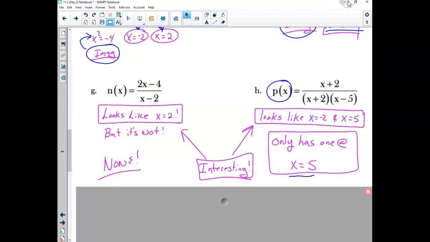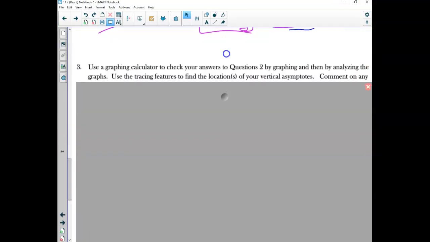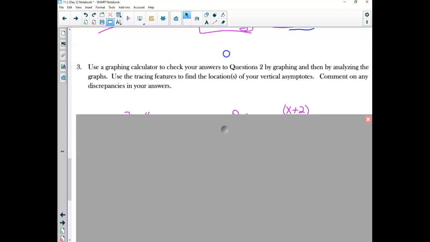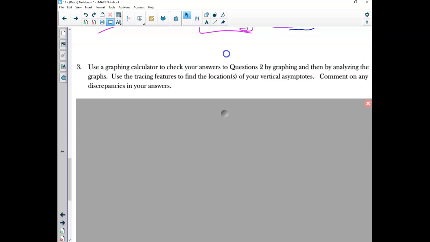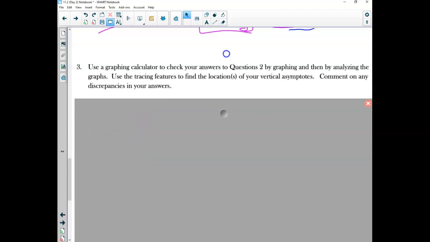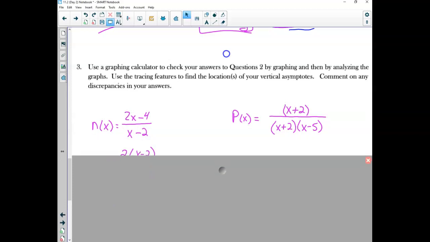All right? Well, what does that mean? What does that tell us? Well, once we look closer at that, we used our graphing calculator to check our answers to 2, and we graphed and analyzed the graph, so we used a trace feature to say, hey, it's still undefined. Comment on any discrepancies in your answers. Well, basically, what I'm finding here is when I take that original function, I'll leave that there, and I'll just bring these both down.